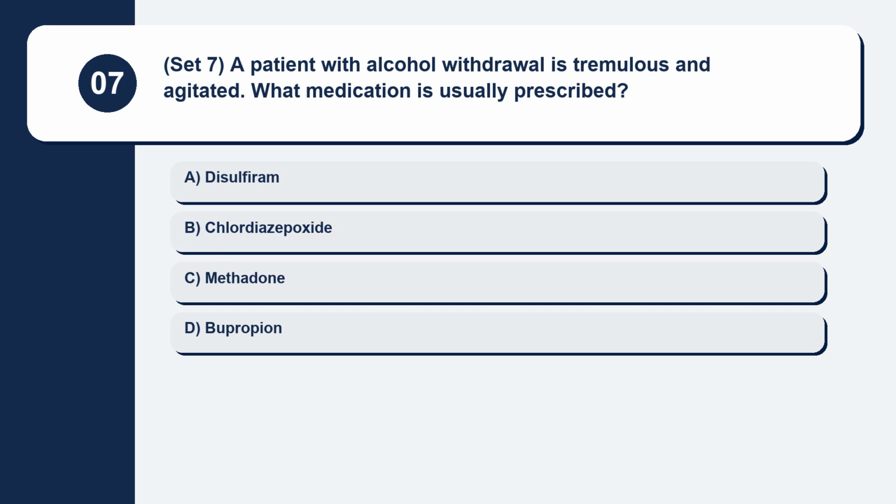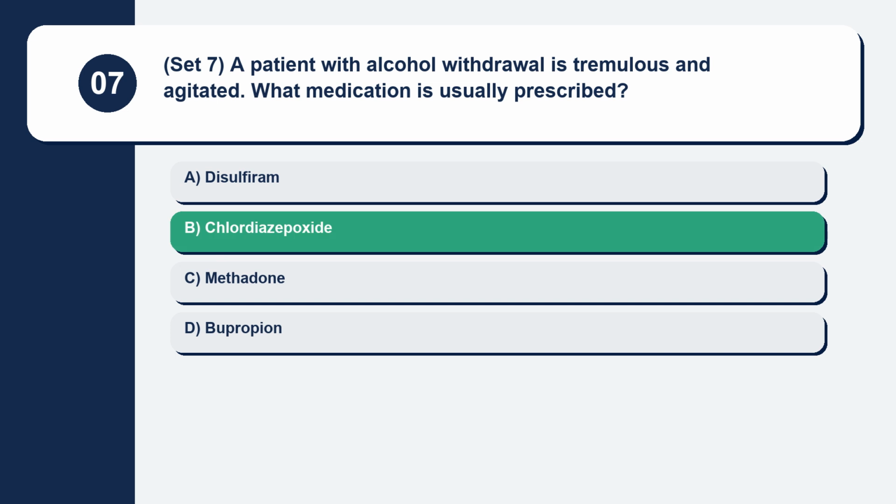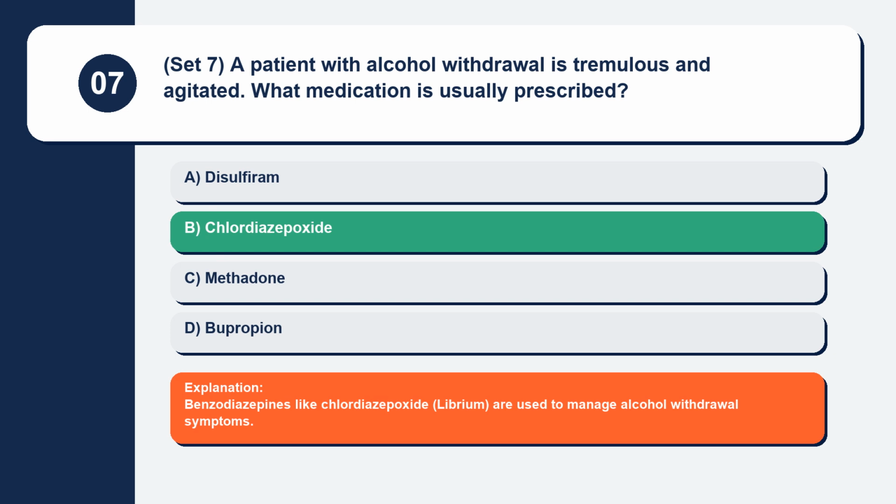Question 7. Set 7. A patient with alcohol withdrawal is tremulous and agitated. What medication is usually prescribed? Disulfiram, chlordiazepoxide, methadone, bupropion. Benzodiazepines like chlordiazepoxide, Librium, are used to manage alcohol withdrawal symptoms.